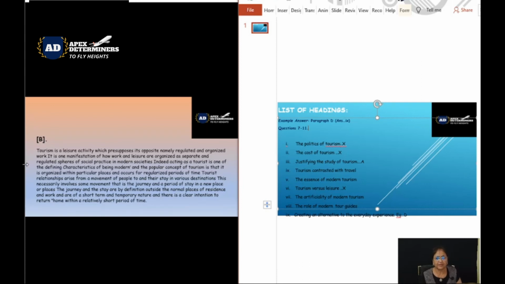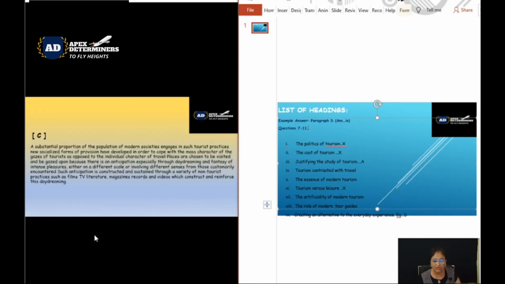Leave it. If you're not sure about matching the heading to any particular paragraph, just move on. Don't sit on it like a clucking hen. Move on. C. Go to C. Because remember, you have 5 headings and you have 5 paragraphs. At any cost, all 5 have to match the 5 paragraphs. So leave the B. Go to C. Let's see if we can find something in C.